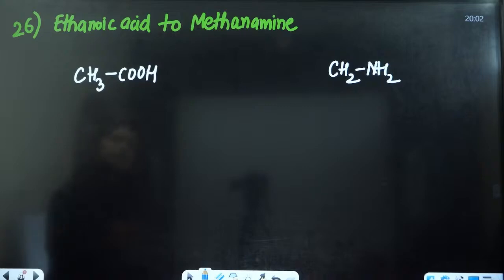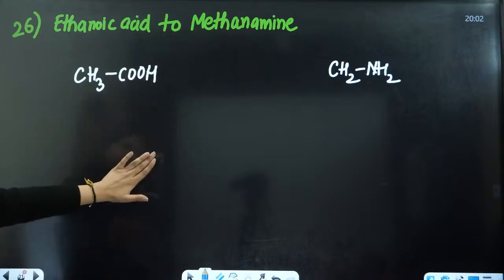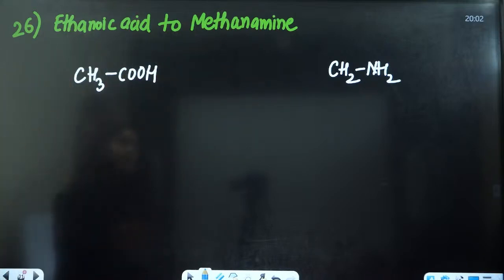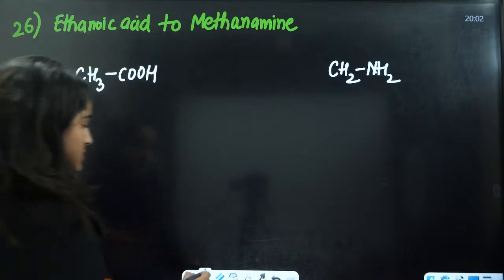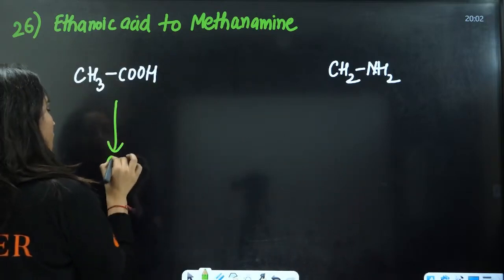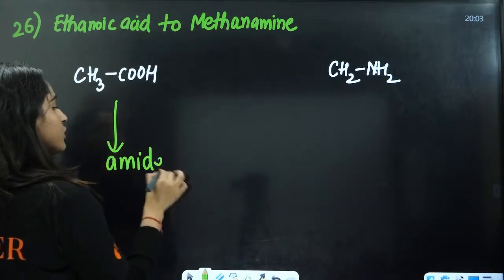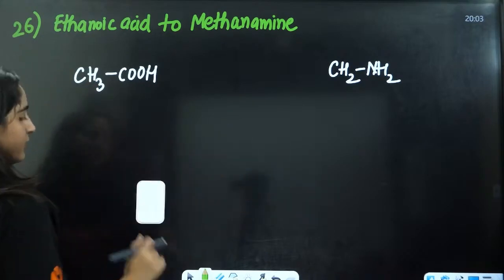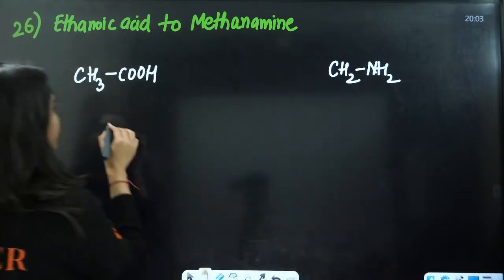Or you can convert this into amide and then do the Hofmann-Bromamide reaction, that would be much easier, right? Yes, if you can convert this into amide, then do the Hofmann-Bromamide reaction. Now, how to convert it into amide? Everyone, how to convert it into amide?